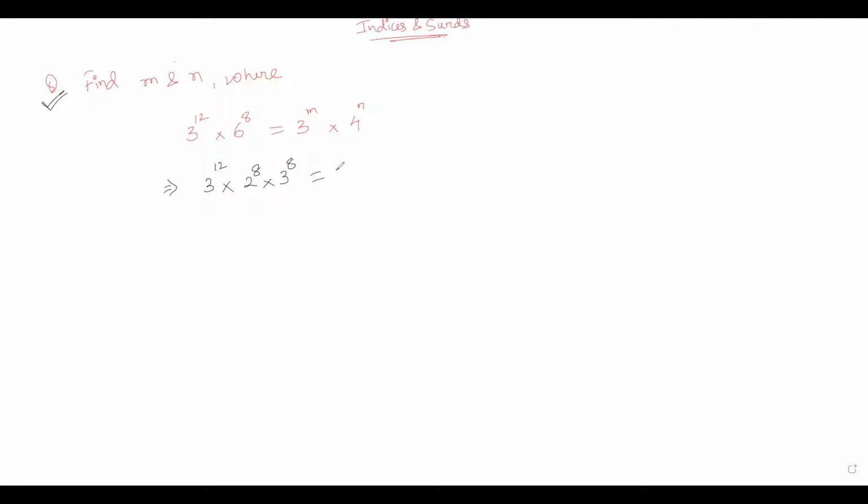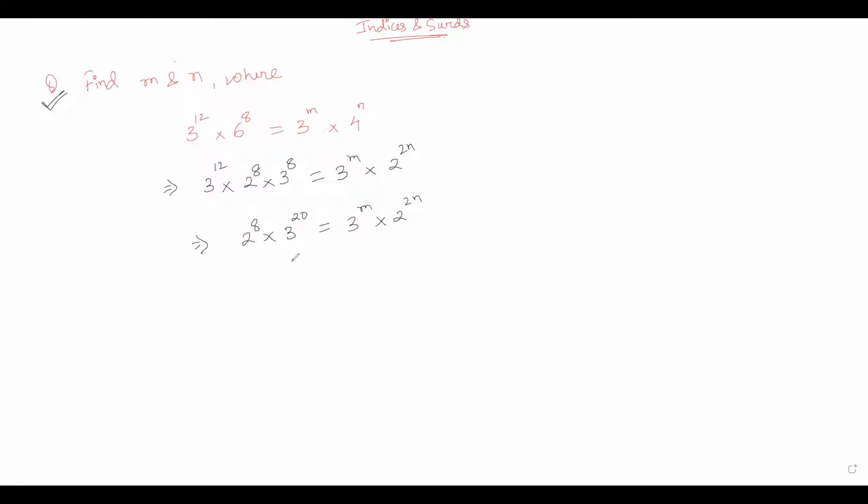And this would be equal to 3^m times 2^(2n), because 4 is 2 square. So here again, if we simply use the rule of indices, this would be 2^8 times 3^(12+8), which would be 3^20, and this would be equal to 3^m times 2^(2n).